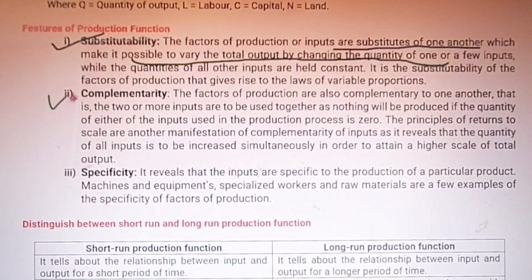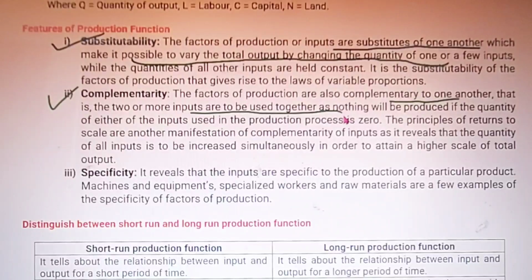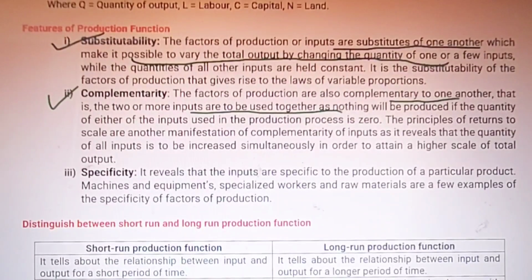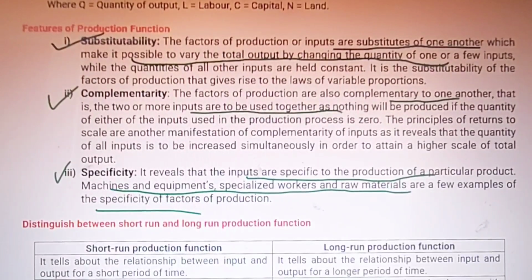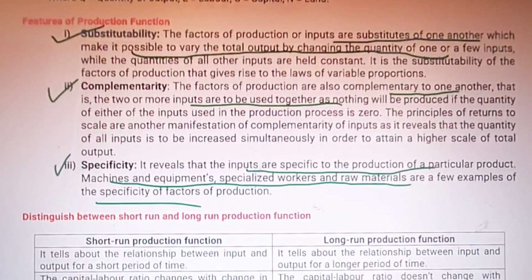And there is also one factor called complementarity, and that is the factors of production are also complementary to one another. That is, two or more inputs are used together, so no one unit of one input is sufficient to produce a good or service. Along with land, we have to use labor or technology or machines, right? So like that. Then the third one is specificity. That means it reveals that the inputs are specific to the production of particular goods, like machines and equipment, specialized workers, raw materials are a few examples of specific inputs that we use during the production.